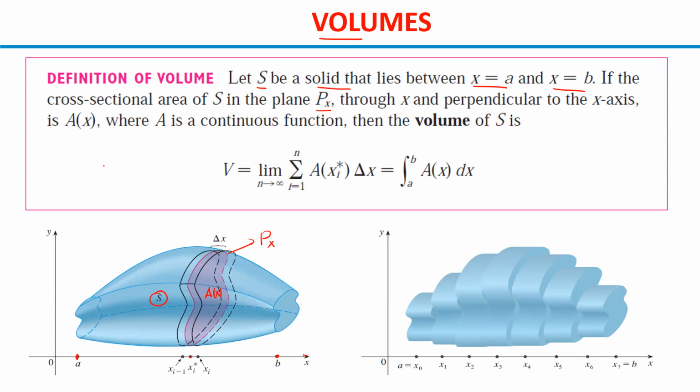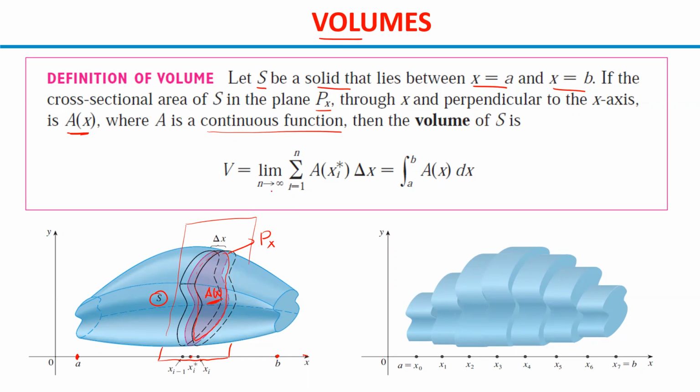So this is A of X, because if we cut this solid region, definitely there will be an intersection between the solid region and the plane. If this one is the plane, for example, like this, cut. So the intersection is simply A of X, where A is a continuous function.